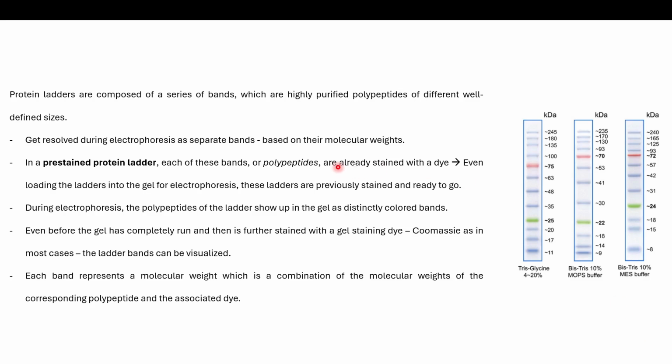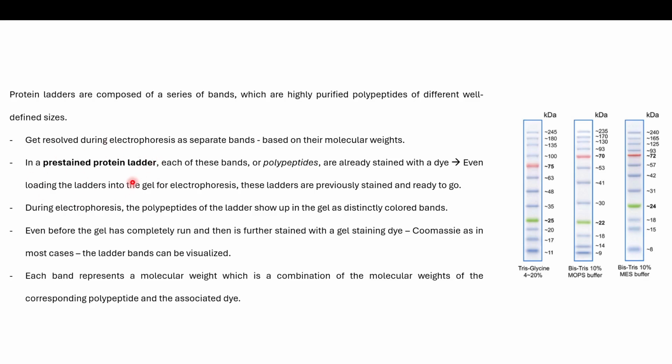Now we talked about protein samples, protein electrophoresis, polyacrylamide gel electrophoresis. We were talking about the references, right? Protein references, or we also call them protein ladders. So what exactly are these? Protein ladders are composed of a series of bands which are highly purified polypeptides of different well-defined sizes. They definitely get resolved during electrophoresis as separate bands based on their molecular weights. There are two types of protein ladders available: pre-stained protein ladder and unstained protein ladder.